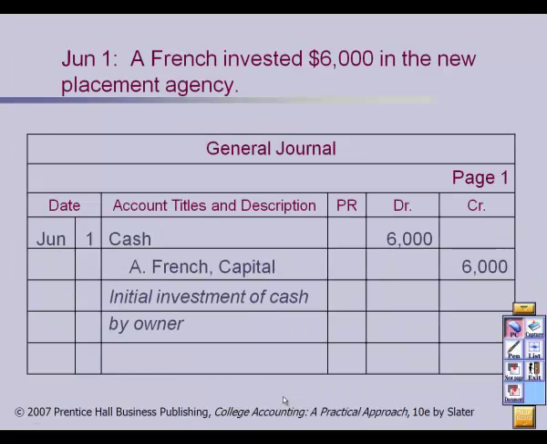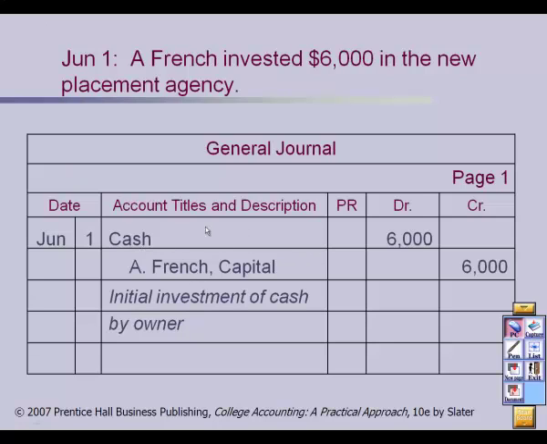the account. This is what a general journal looks like. You see here that it lists the date, the account titles, and the description of a transaction. When something occurs within a business, you will transfer it and record it onto a journal. Here it says that on June 1st, A. French invested $6,000 in a new placement agency. This is where you have to analyze and try to figure out what two accounts are affected by this transaction. Since you are opening a business, cash and capital are going to be affected.